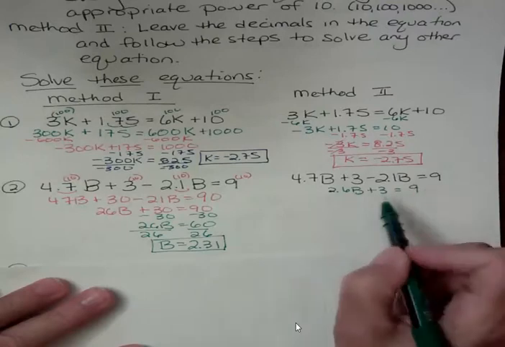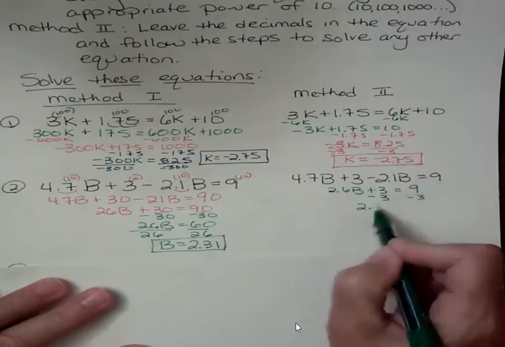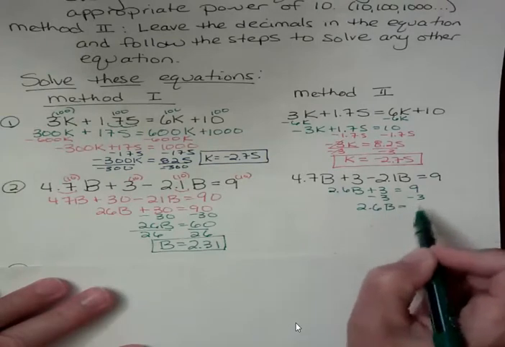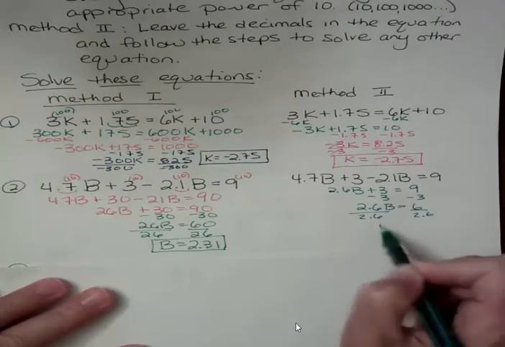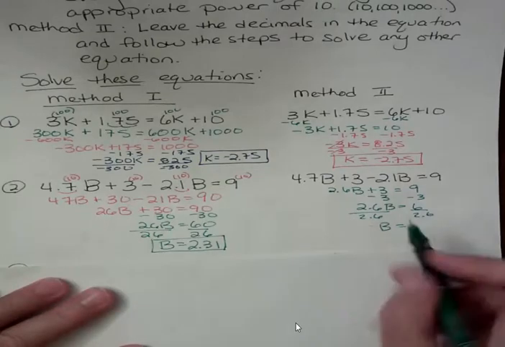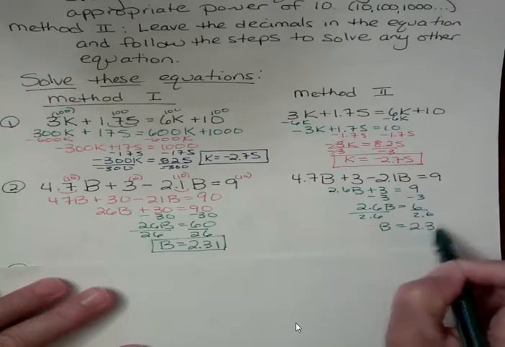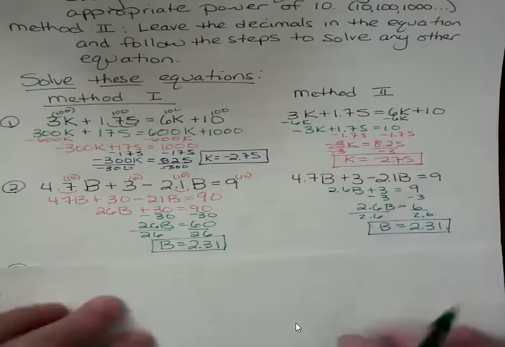Then we want to get rid of that constant term, so we're going to subtract 3 from both sides. 9 minus 3 is 6, and divide both sides by 2.6. And we should get the same thing we got over there. You can put it into your calculator to see that. Remember, it's always nice to pause and try these problems without my guidance.